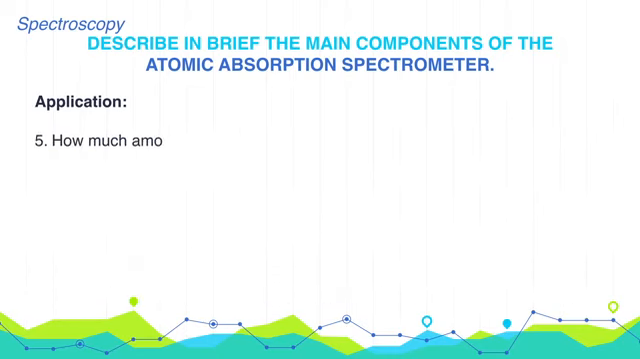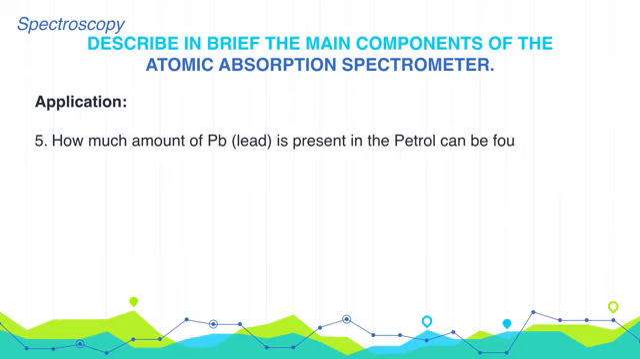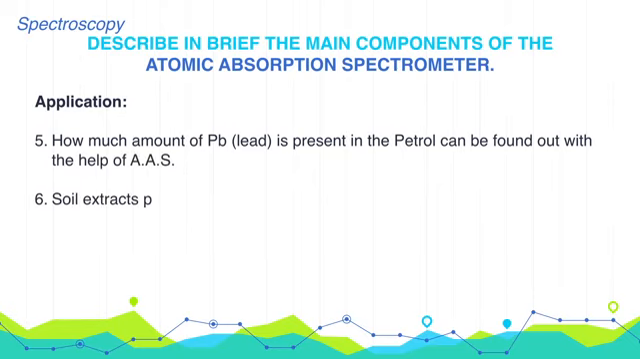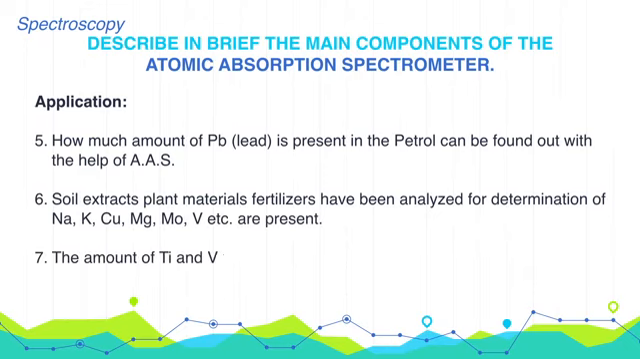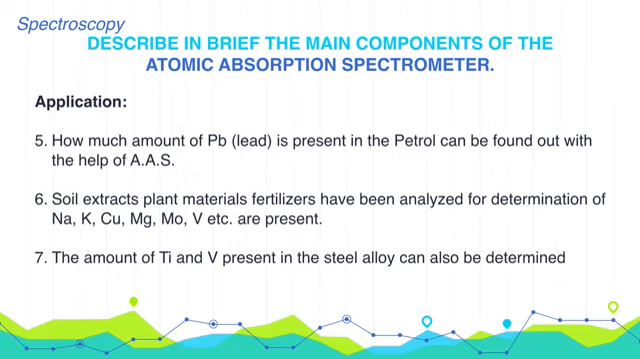How much amount of lead is present in the petrol can be found out with the help of atomic absorption spectrometer. Soil extracts, plant materials, fertilizers, etc. have been analyzed for determination of sodium, potassium, copper, manganese, molybdenum, vanadium, etc. The amount of titanium and vanadium present in the steel alloy can also be determined with the help of atomic absorption spectrometer.